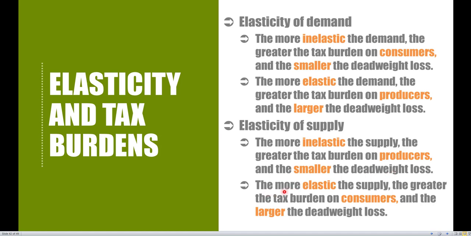And then finally, the more elastic the supply, the greater the tax burden on consumers. So producers are able to push that burden on the consumers because they are very price sensitive, and the deadweight loss is going to be larger in this situation. So I would encourage you to try out these combinations. Draw out a few of your own curves, elastic and inelastic demand curves and supply curves, and see that this is going to match up with what we have here in this summary table.